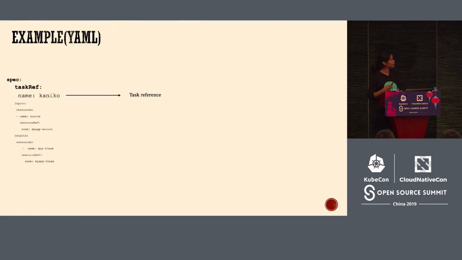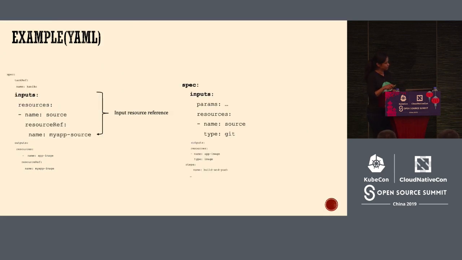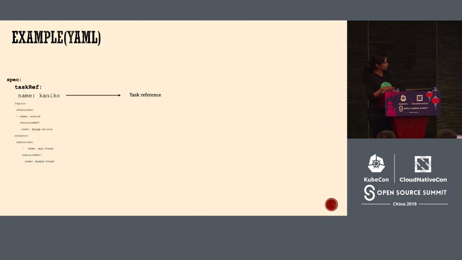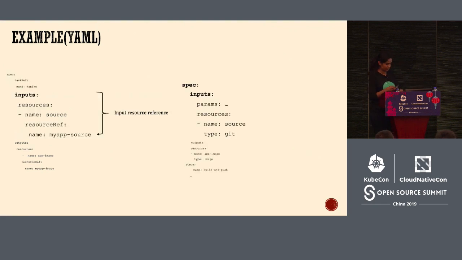This is a sample YAML where we are binding actual resources and creating Kubernetes resources. So the first section refers to the task reference. So this is the same Kaniko task we saw previously, which is a task. The next section is where it binds.